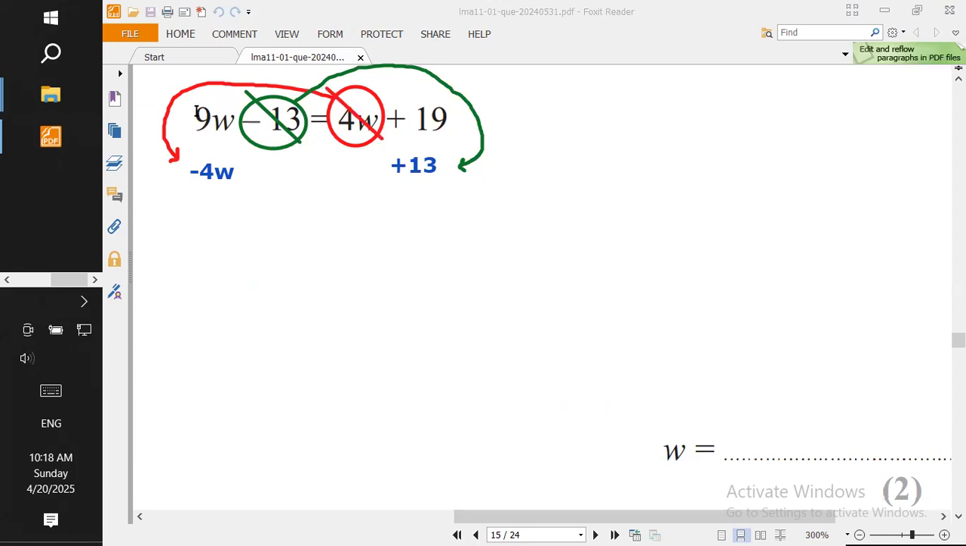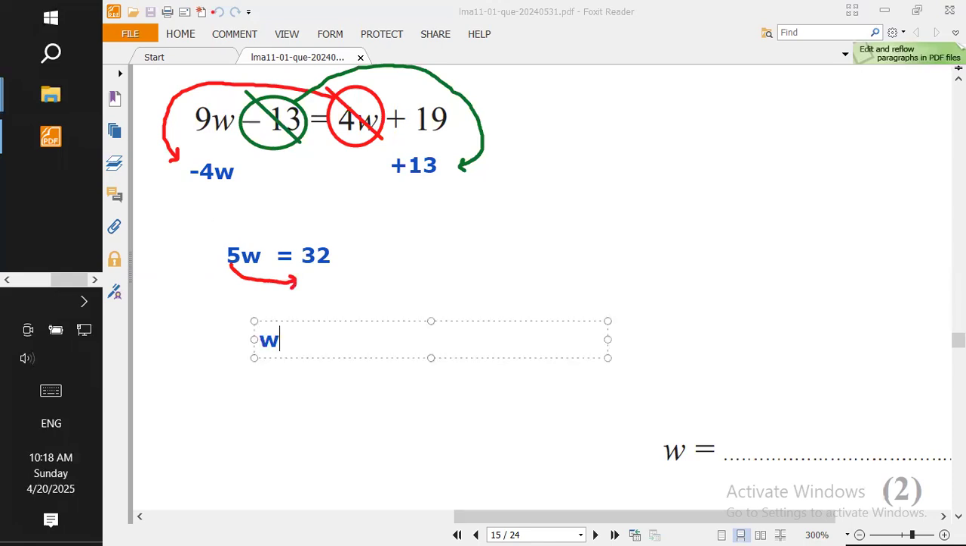Now I simplify. 9W minus 4W will give me 5W, like this. So 9 minus 4 is 5. Now equals 19 plus 13. 19 plus 13, it's going to give me 32. Very good, 32. Focus on simplifying and the steps of answering. And then I need the W alone. This means I'm going to do what? Very good. The 5 is multiplied by the W. It means I'm going to take it to the other side by dividing.